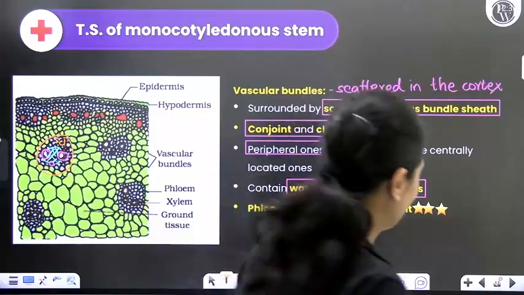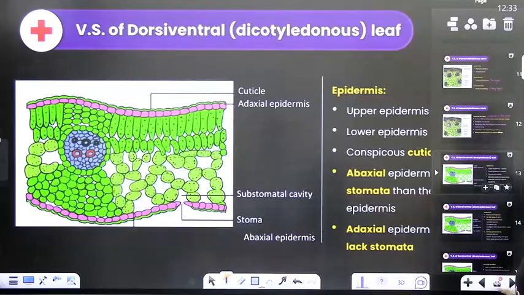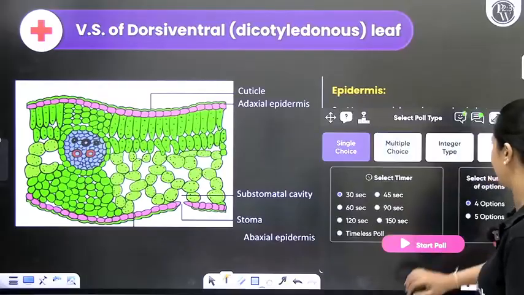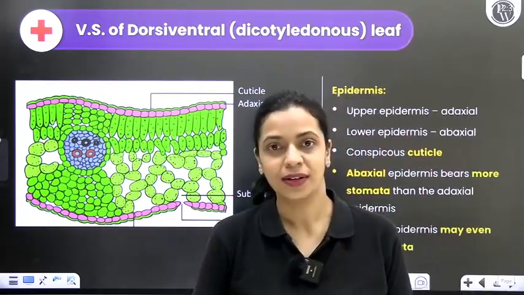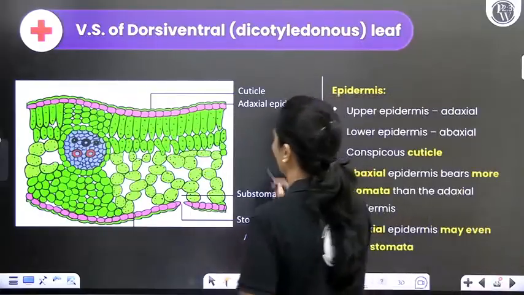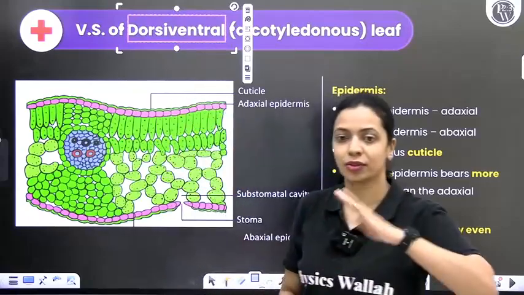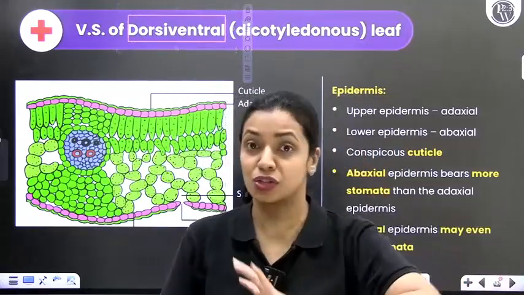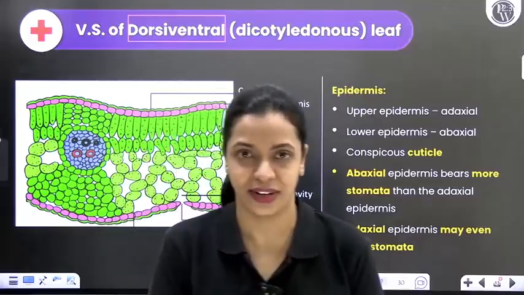Alright, let's move on. Last part, we'll talk about leaf. First, we'll talk about the dicot leaf. Then we'll talk about monocot leaf. Dicot leaf is also called dorsiventral leaf. When do you call something dorsiventral? When the two surfaces, dorsal and ventral surfaces, don't look alike, they don't appear similar, we call it dorsiventral, right?